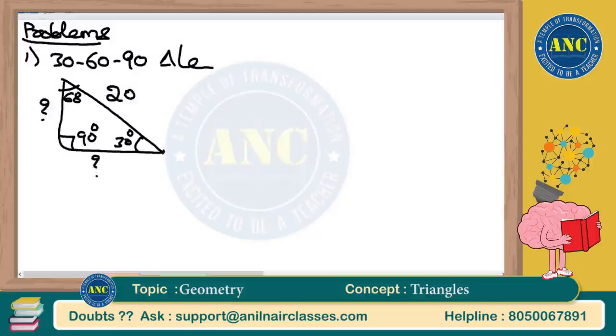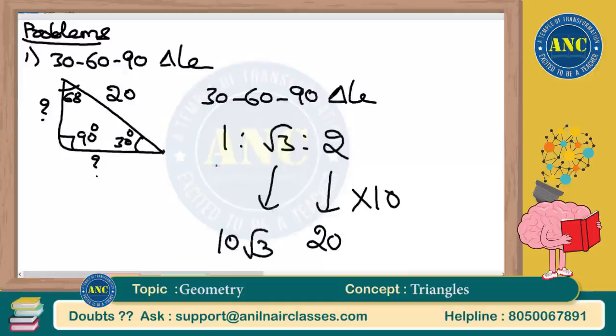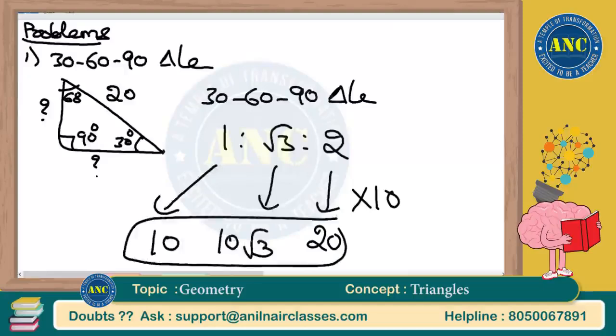In a 30-60-90 triangle, the side opposite to 90 is 20. In a 30-60-90 triangle, the sides are in the ratio 1:√3:2. But 2 is given as 20, so the multiplication factor is 10. The sides are 10√3 and 10. I hope it is clear, right, sir?